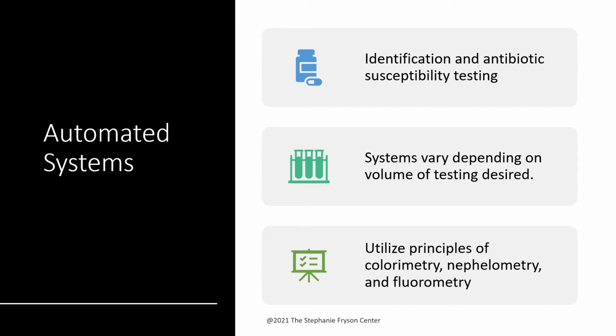The principles utilized are colorimetry, nephelometry, and fluorimetry. For those of you who are taking serology, you are going through the process of learning about these, but for those of you who have not taken serology, of course, you will learn a lot more about these methods. We will briefly touch on them in micro and chemistry as well.